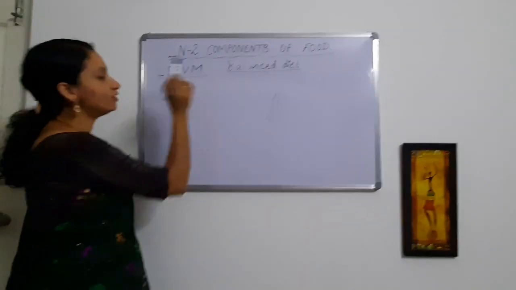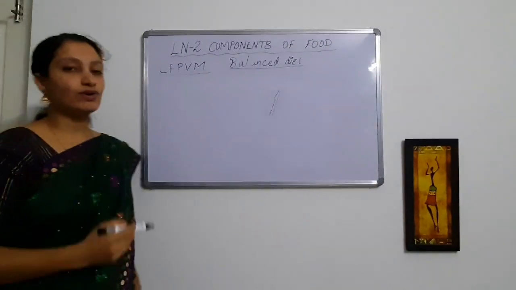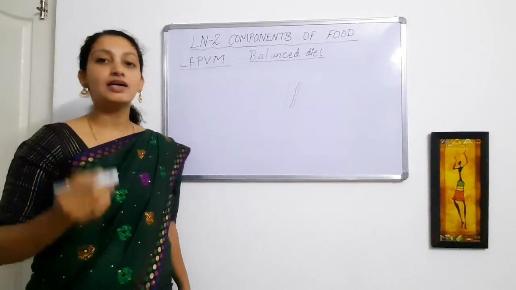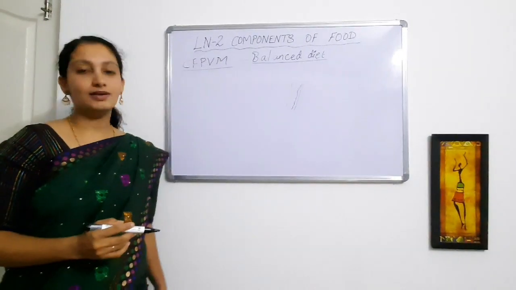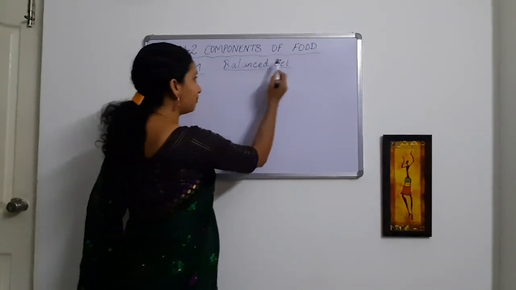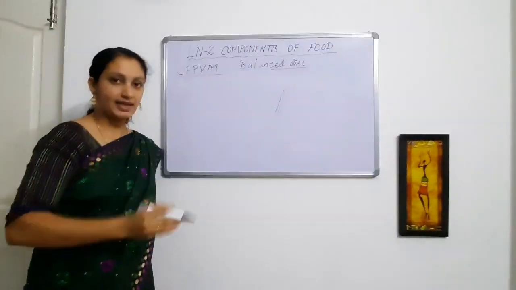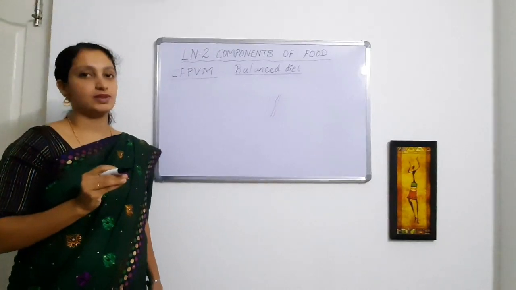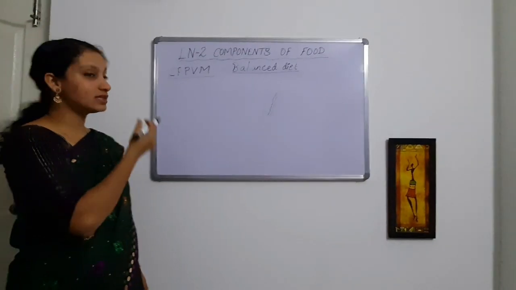So all these nutrients are required in adequate amount or correct proportion for the proper growth and maintenance of our body, that is called a balanced diet. A diet which contains all these nutrients in correct proportion. So one by one we have to see now.